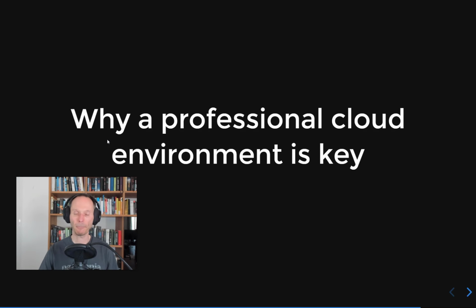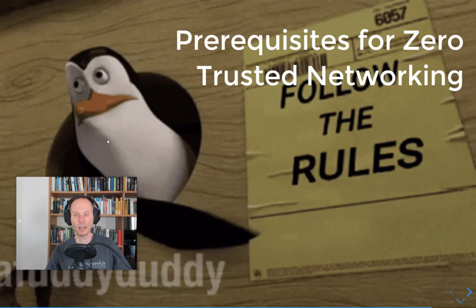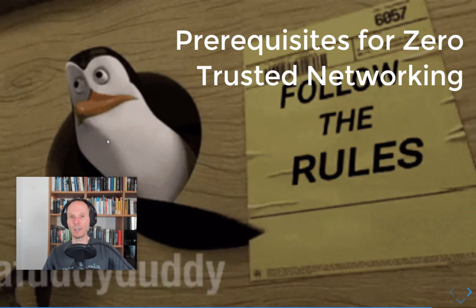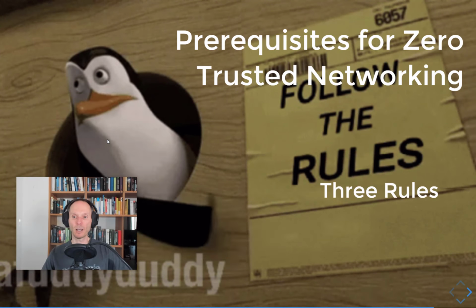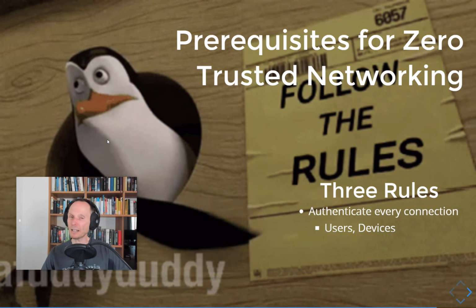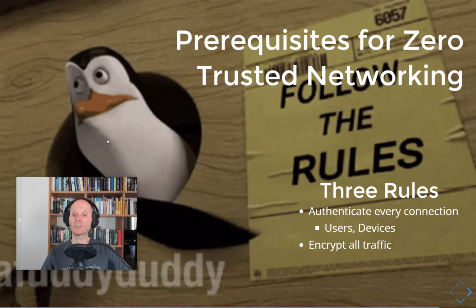Last topic. Professional cloud environments are super important when it comes to cloud native security because of this topic of zero trust. Zero trust means that we forget about perimeter security and we make the internet our corpnet, our corporate network. This only works when we follow 3 basic rules. First rule, authenticate everything, users and devices. Encrypt everything correctly and strong.